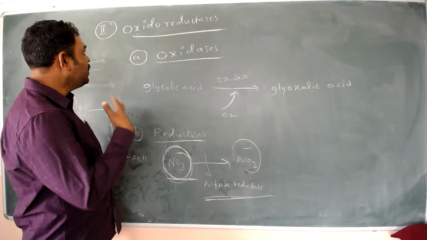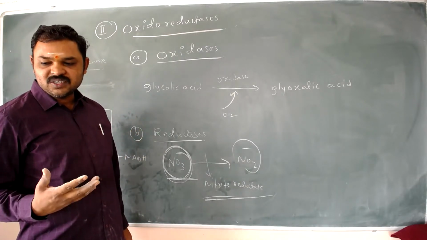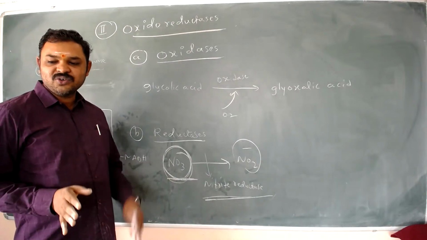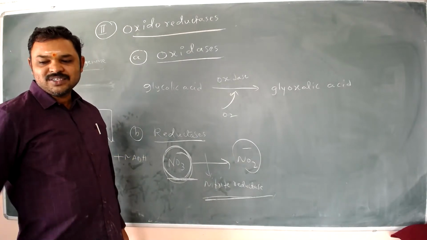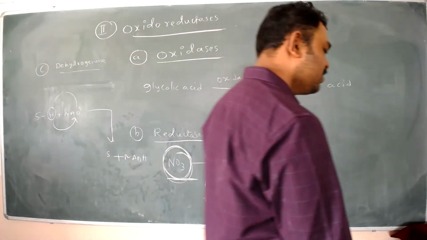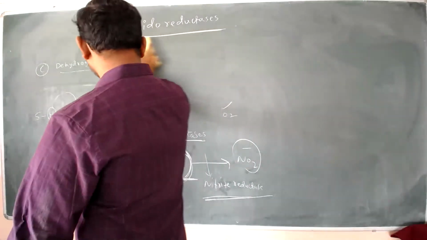Therefore, oxidoreductases may be oxidases, reductases, or dehydrogenases. In this second class, oxidoreductases, there are three subclasses. And one more thing: hydrolysis, oxidoreductases, transferases.